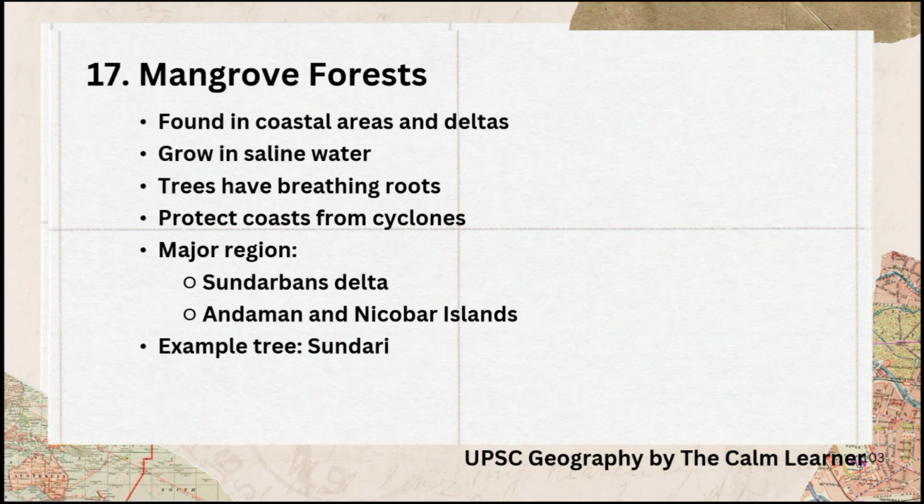Now, the last type of forests would be mangrove forests. They are found in coastal areas and river deltas. They grow in saline water and have special breathing roots. They act as natural barriers against cyclones and tsunamis, making them crucial for disaster risk reduction. The Sundarbans Delta is the best example of mangrove forest in India. Here, the Sundari tree is found, from which the Sundarbans area has got its name.